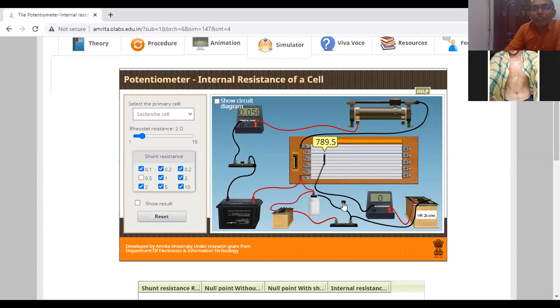Now for the same shunt resistance 0.5, we measure L2. For L2, you must press the key, this one. K2 must be pressed, and then measure L2 for the same shunt resistance.